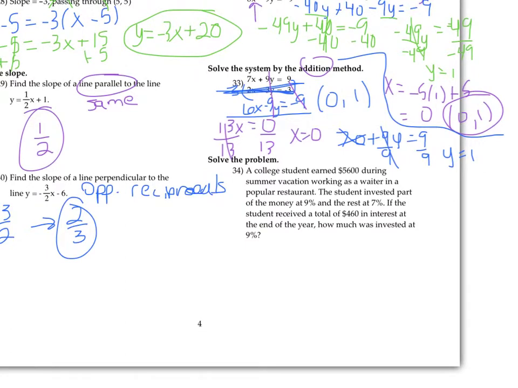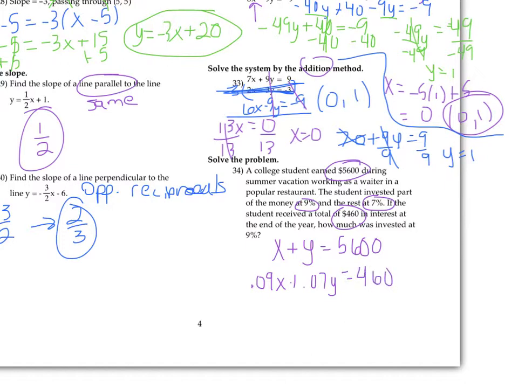34, a college student earned $5,600. College students decide to invest in a 9% and a 7% interest rate, and in doing that they get $460 interest. So what happens is we split our investment into two parts that have to add up to $5,600 because that's how much money there is. And then there's a part that earns 9% interest and a part that earns 7% interest, and that interest total is 460.